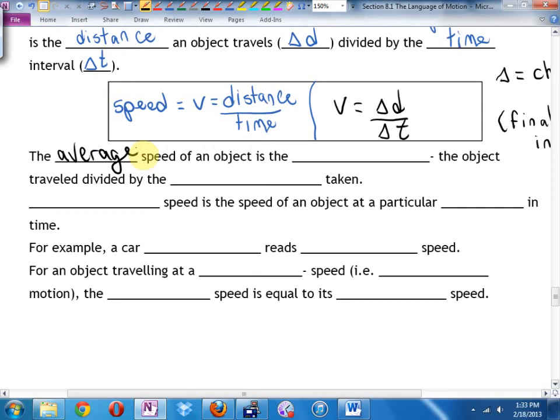The average speed of an object is the total distance the object traveled divided by the total time taken. Okay.